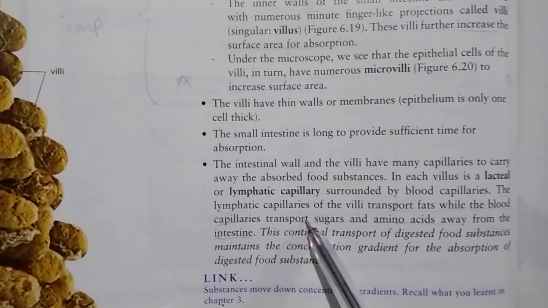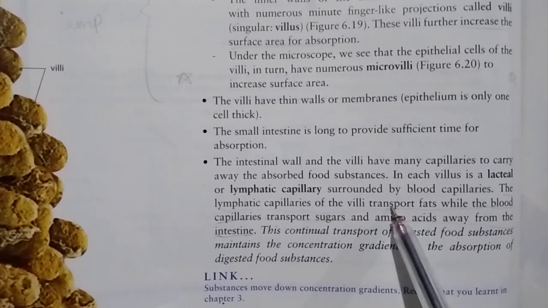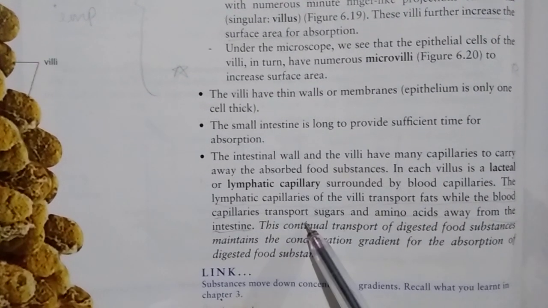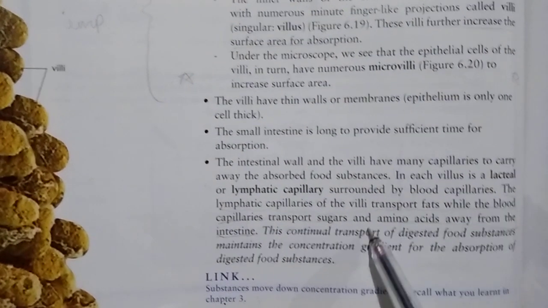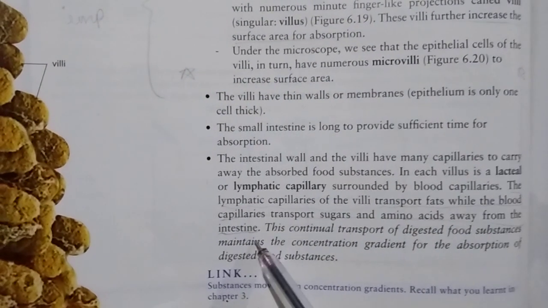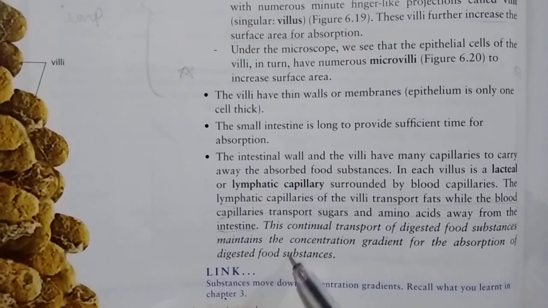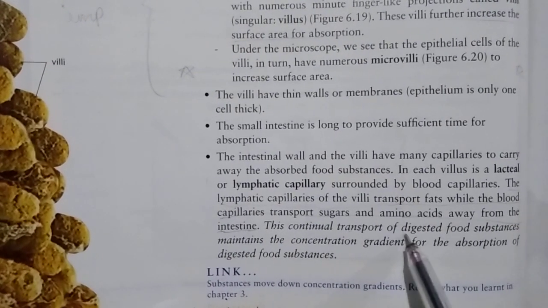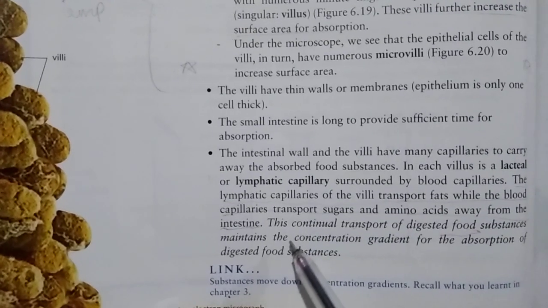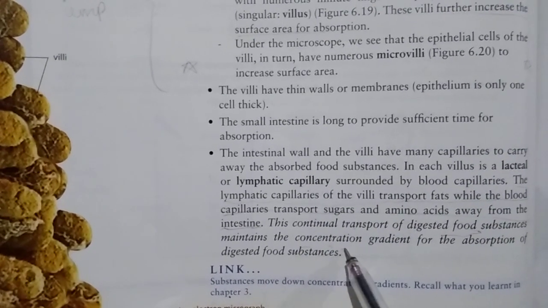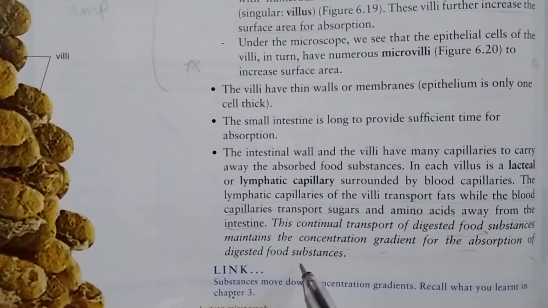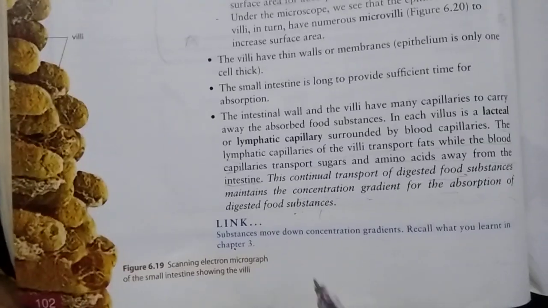The lymphatic capillaries of the villi transport fats while the blood capillaries transport sugars and amino acids away from the intestine. This continual transport of digested food substances maintains the concentration gradients for the absorption of digested food substances.